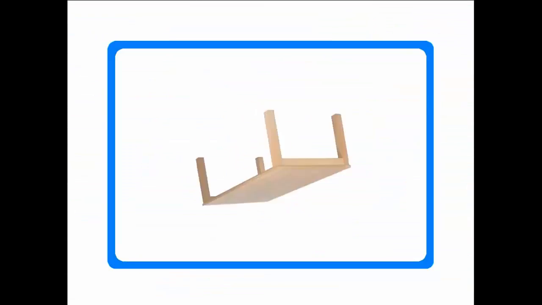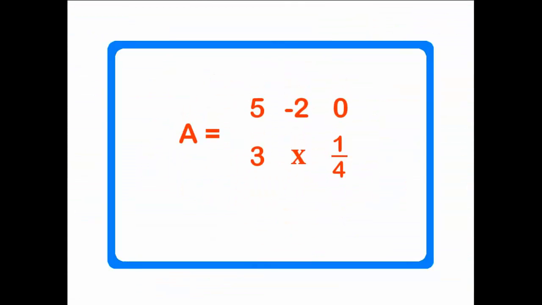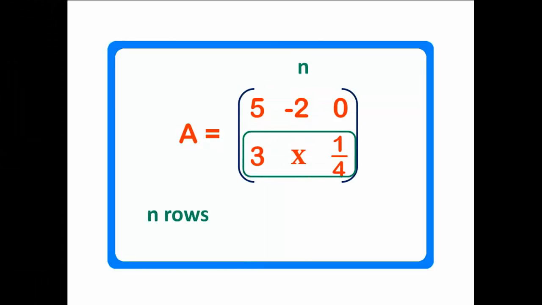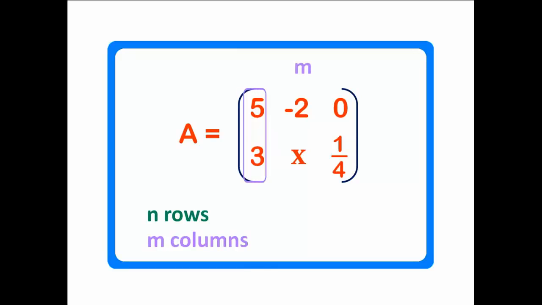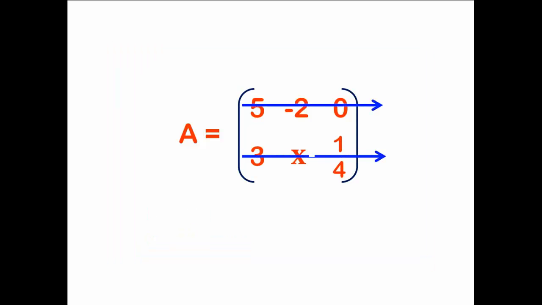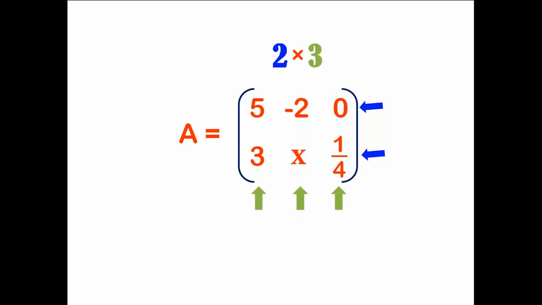A matrix is a table, not this table, is a table of real numbers inside two square brackets, with n rows and m columns. Since A has 2 rows and 3 columns, the size of A is 2 by 3. The rows go side to side, the columns go up and down.